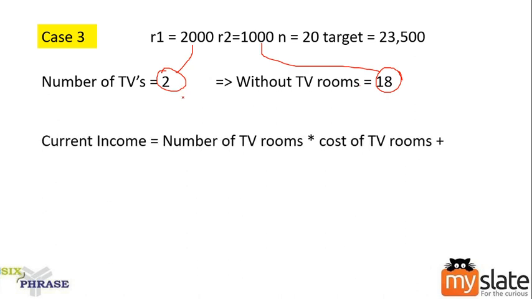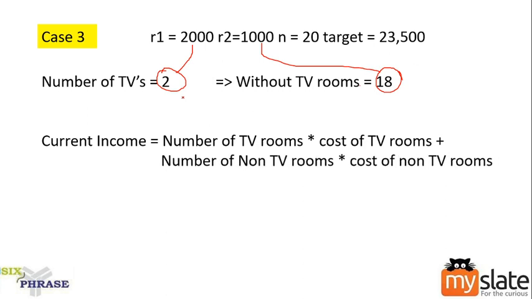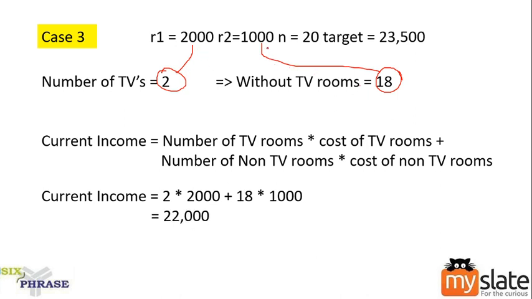Number of TV rooms into its cost plus number of non-TV rooms into its cost. Substitute the values: 2 into 2000 plus 18 into 1000. Solve it. Your answer will be 22,000. Even now, if you notice, the income is less than the target only. Yes, it is still less than target.